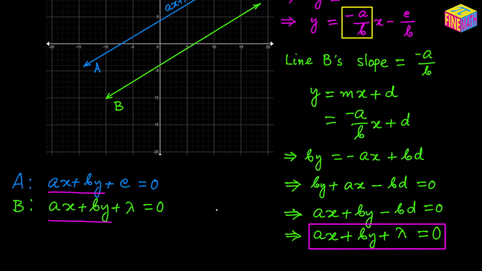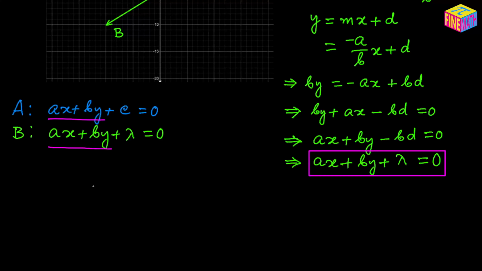And as we said, we can draw infinite number of parallel lines to the given line A. So if we have to find out the equation of a specific line which is parallel to A, then we need some more condition or some more information through which we can find the value of lambda, and then we can use that in place of lambda.